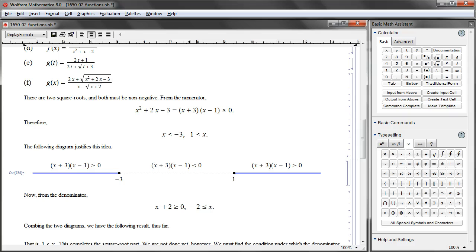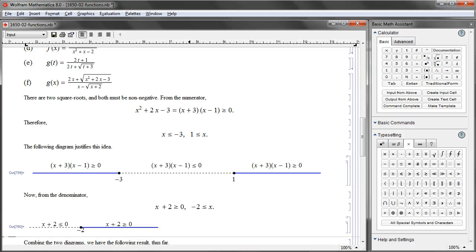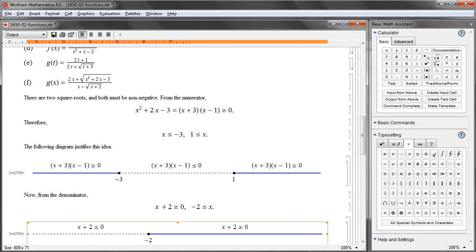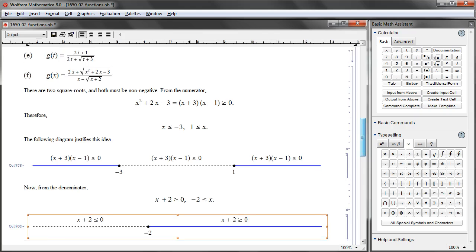How about the other radical? x plus 2 has to be greater than or equal to 0. That one is a little bit easier because this is just linear, and this is the diagram. And when x is greater than or equal to -2, this thing is valid.